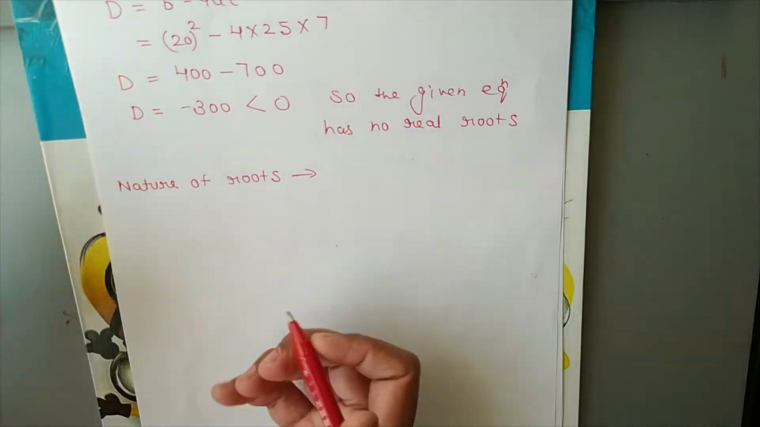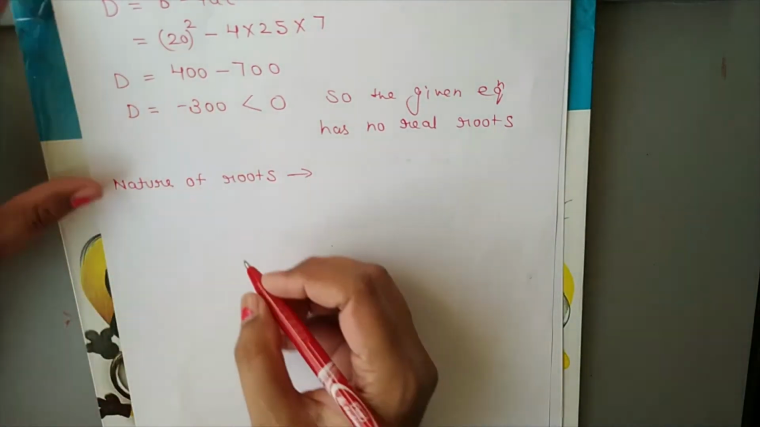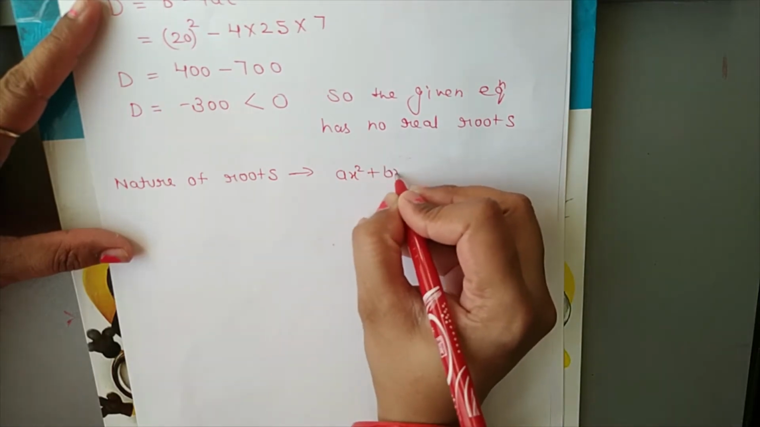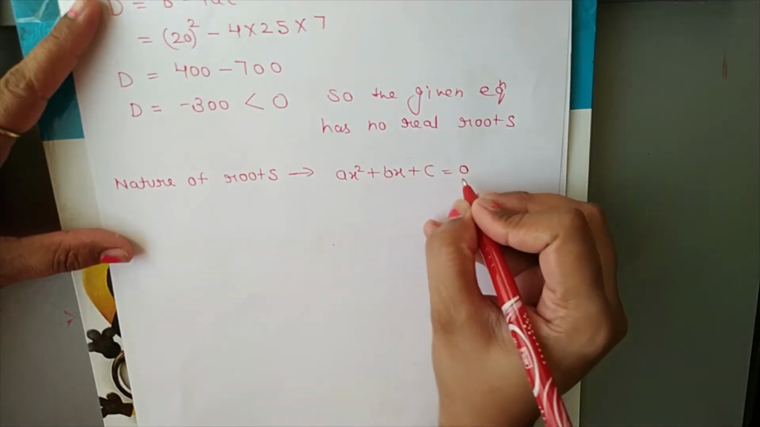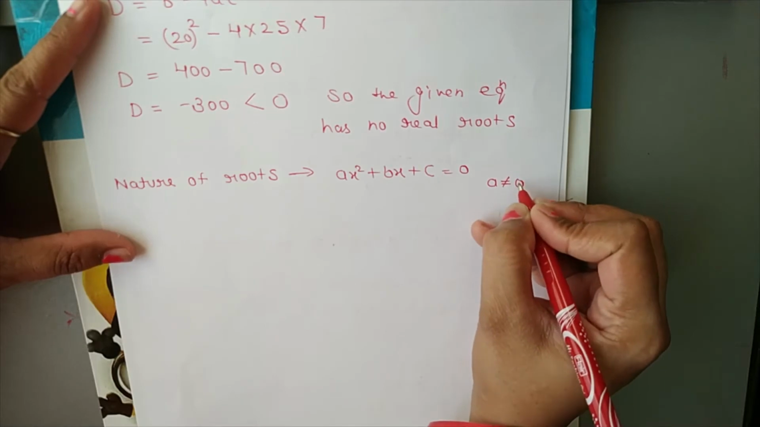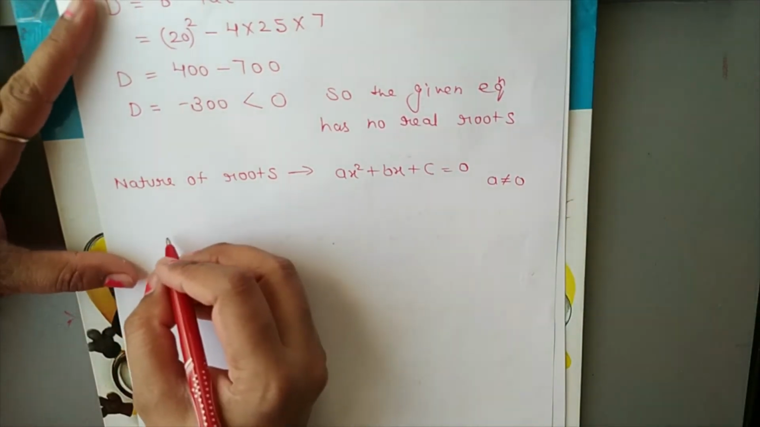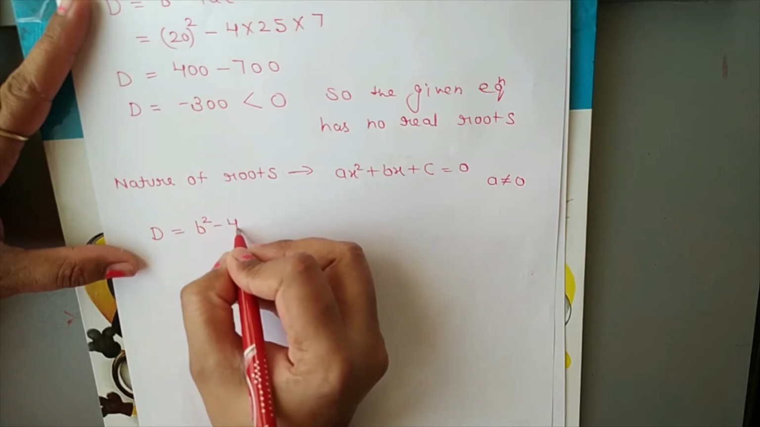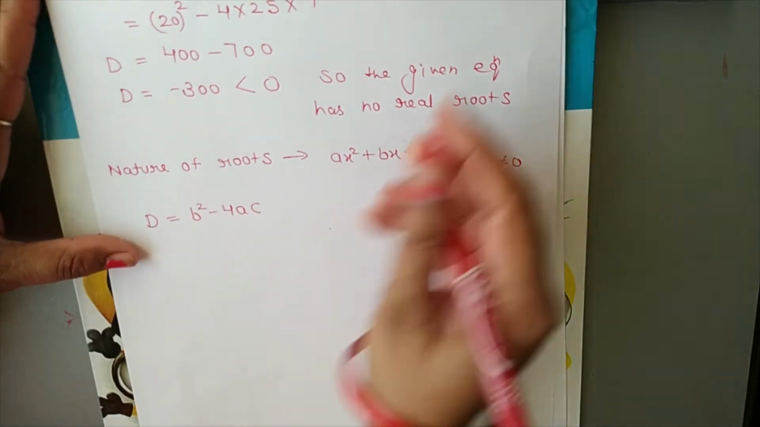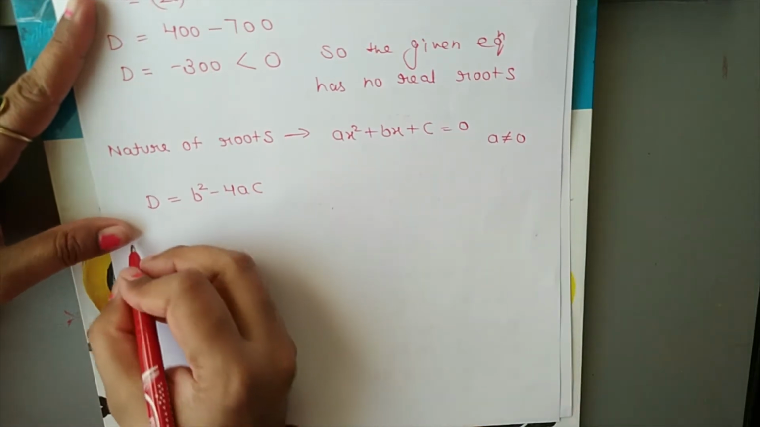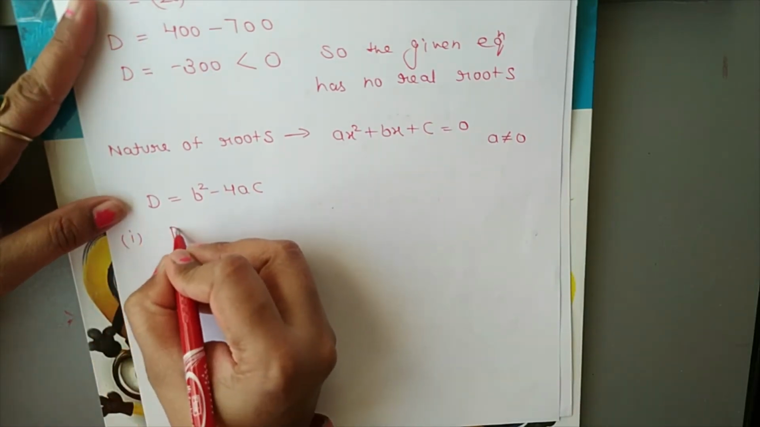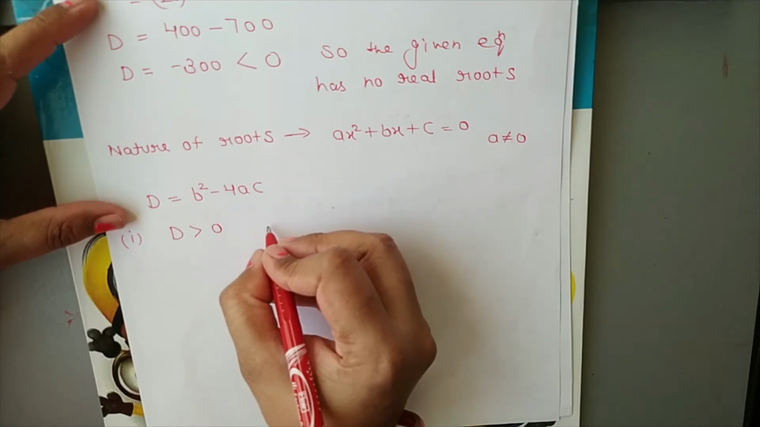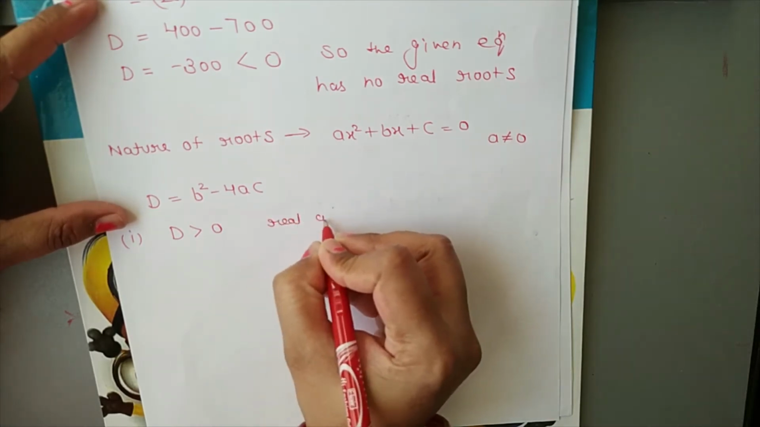Now move on to the next topic, nature of roots. Suppose the quadratic equation is given, ax square plus bx plus c is equal to 0, where a is not equal to 0. We have to find the discriminant, that is D is equal to b square minus 4ac. There are three cases. The first case is if D is greater than 0, so the roots are real and distinct.